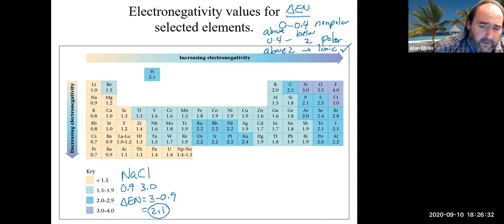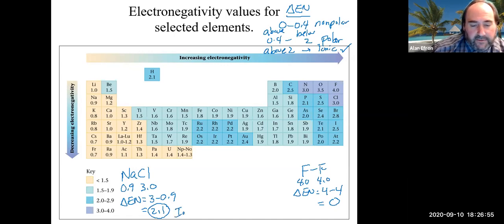Now, if we look at one that we had before, like fluorine and fluorine, we go to the table, we see that fluorine has a value of 4. This fluorine has a value of 4. So if we take the change in electronegativity, that is 4 minus 4. And try again without the calculator. That's going to be a 0, I think. And that tells us that this is going to be a non-polar bond. Well, this guy was ionic, obviously. This would be a non-polar bond. Now, just a note on a non-polar bond.